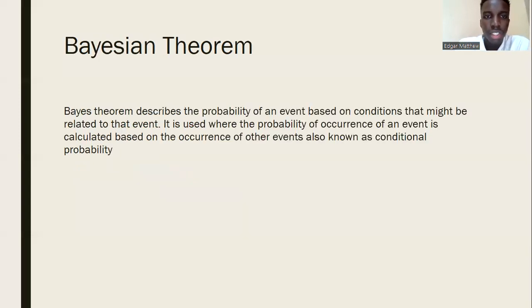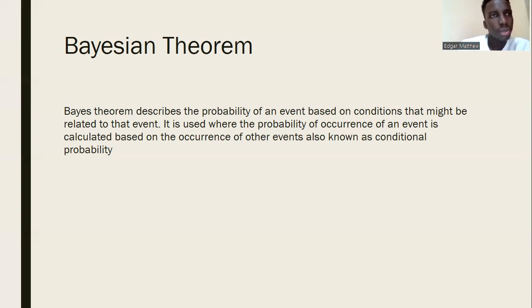Up next, we talk about Bayesian theorem, which is a theorem that describes the probability of an event based on conditions that might be related to that event. So Bayesian theorem is used in cases whereby we need to know how likely something is to happen, but we are finding this probability basing on other events related to it. For example, a good example they use is whether the grass is wet and if it rained or not.